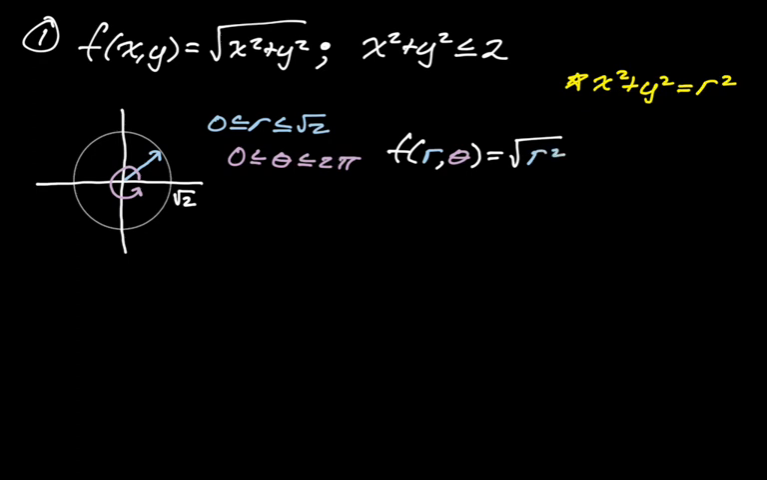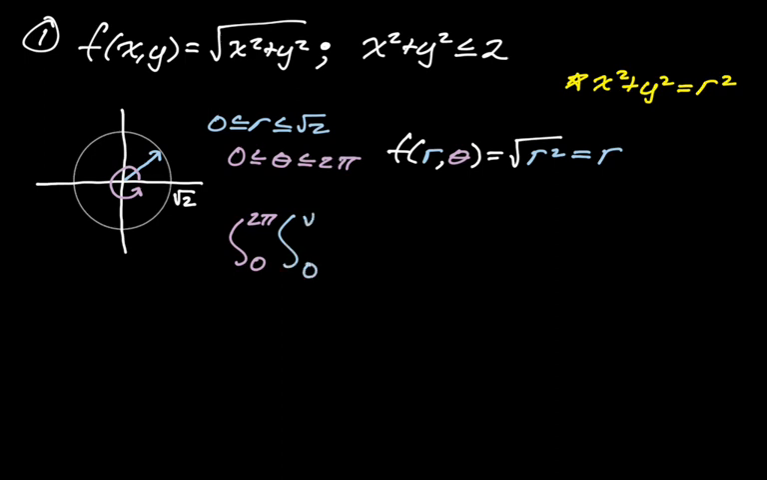It's the square root of r squared. Since r is between 0 and root 2, r is always positive, so the square root of r squared is just r. Technically, you might need the absolute value of r if r is sometimes negative, not in this case. So we'll set up our integral. So we're going 0 to 2 pi.